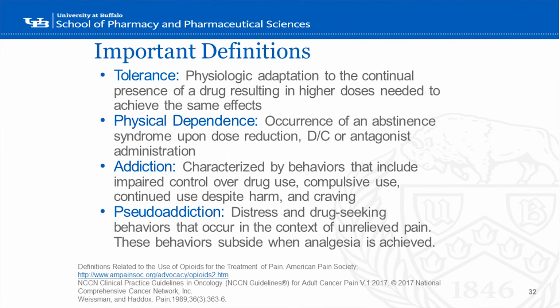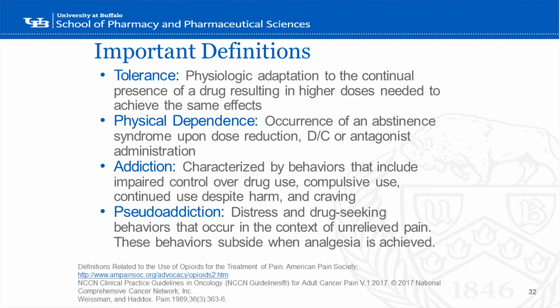And some important definitions that we need to remember is that tolerance, again, is that physiological adaptation to the presence of a drug where higher doses are needed to maintain the same effects. Physical dependence is when there's an occurrence of an abstinence syndrome upon dose reduction, discontinuation, or antagonist administration. And addiction is characterized by behaviors that include impaired control over drug use, compulsive use, continued use despite harm, and craving. And then a term that has some controversy with it is pseudo-addiction.